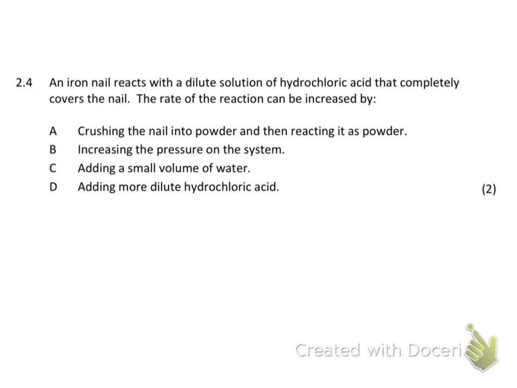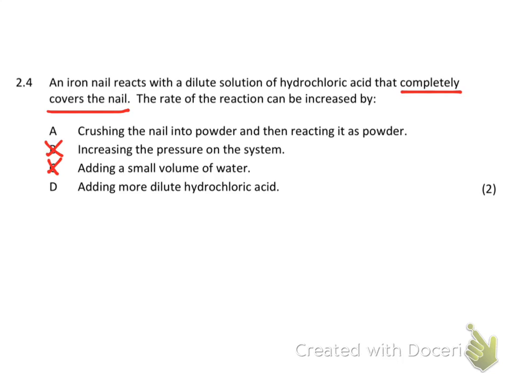Right, 2.4 is a rates of reaction question. Option B, increasing the pressure on the system, we can immediately discount because there is no gas as one of the reactants. We have an iron nail and we have hydrochloric acid. So pressure is not going to affect the rate of reaction in this case. Adding a small volume of water will simply dilute the acid, which will decrease the rate of reaction. So that's not a sensible option either.